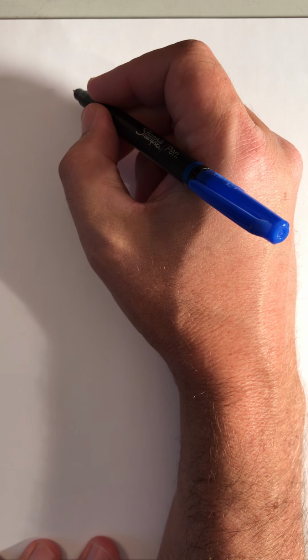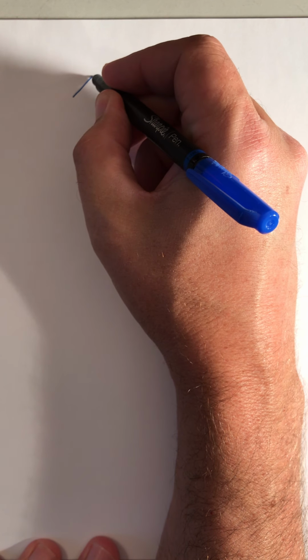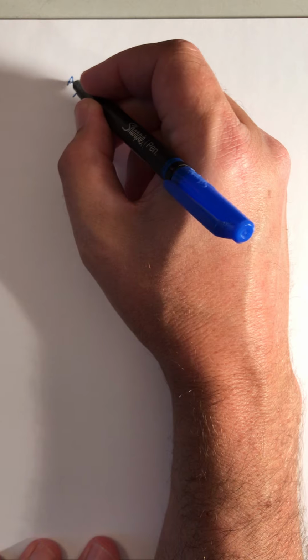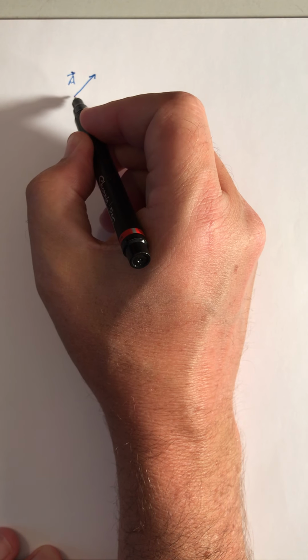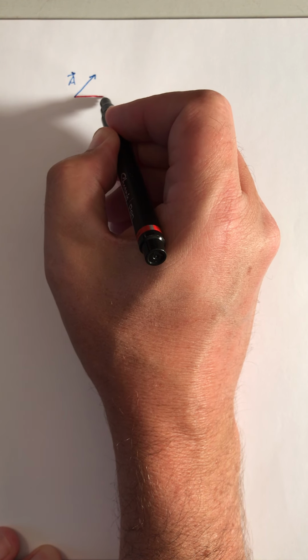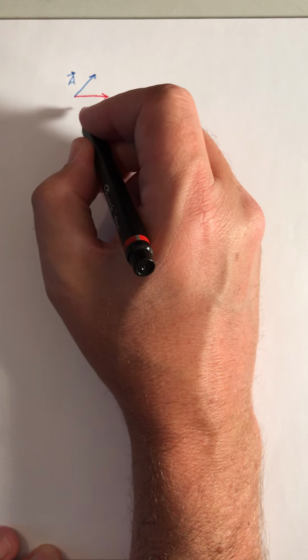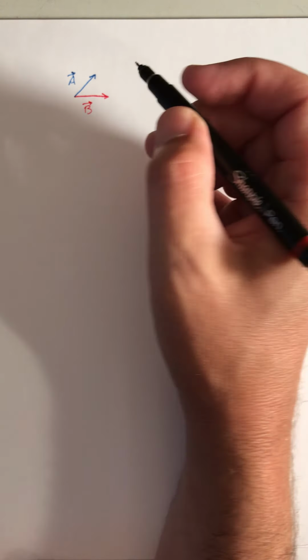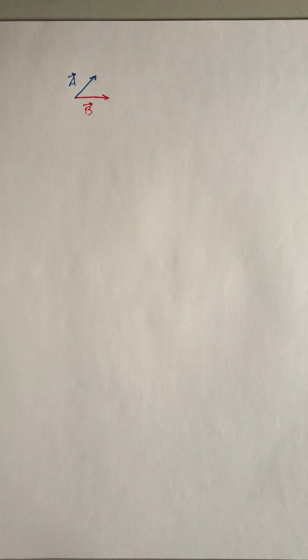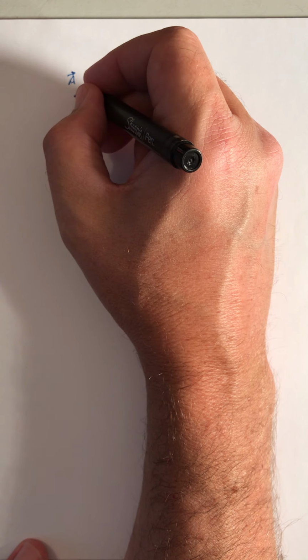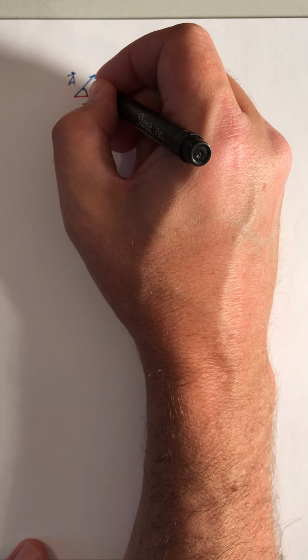So I have two vectors. So I have a vector A, and I have a vector B, and I'm going to put them tail to tail to do their dot product. And what the dot product is trying to tell you is how much of one vector points along the direction of the other vector.